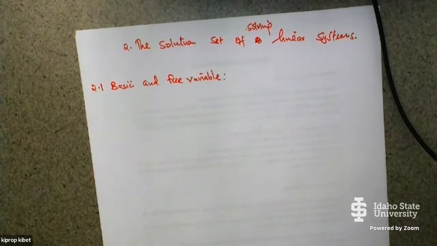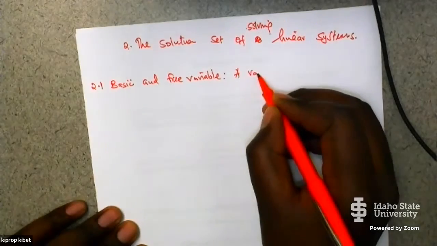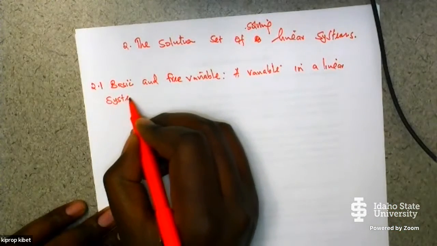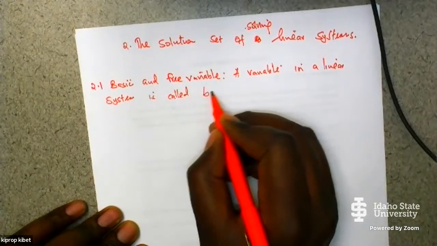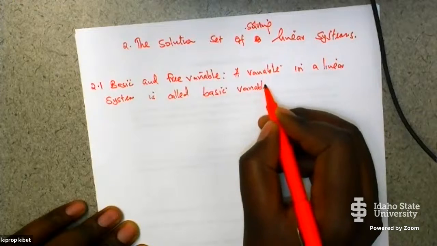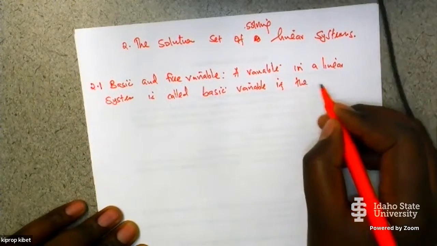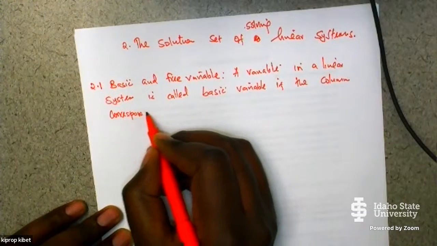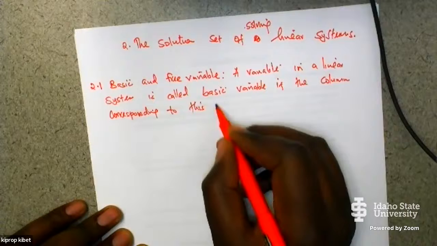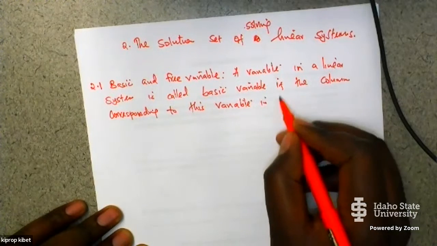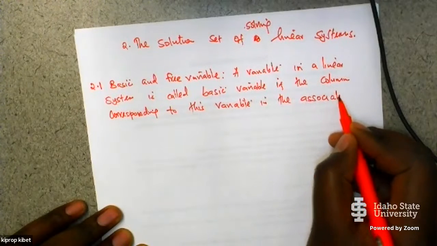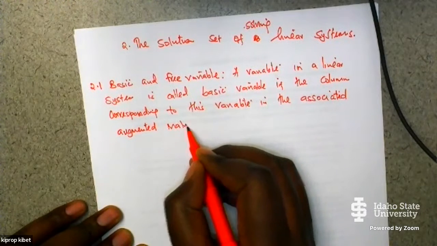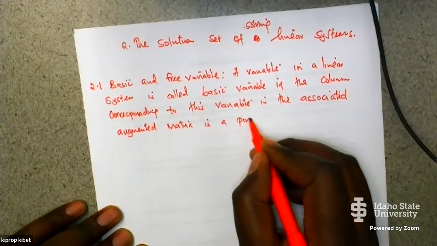So what is a basic and free variable? We can say a variable in a linear system is called a basic variable if the column corresponding to this variable in the associated augmented matrix is a pivot column.